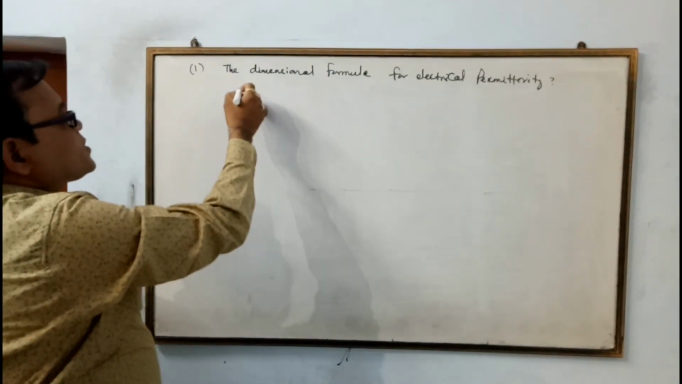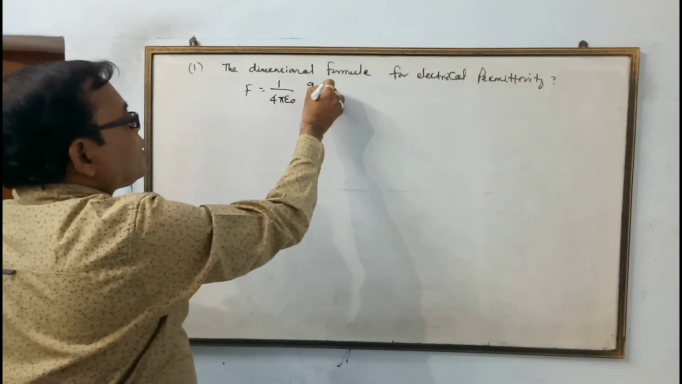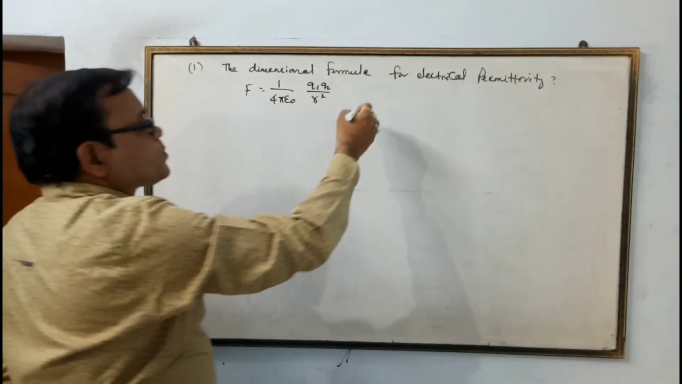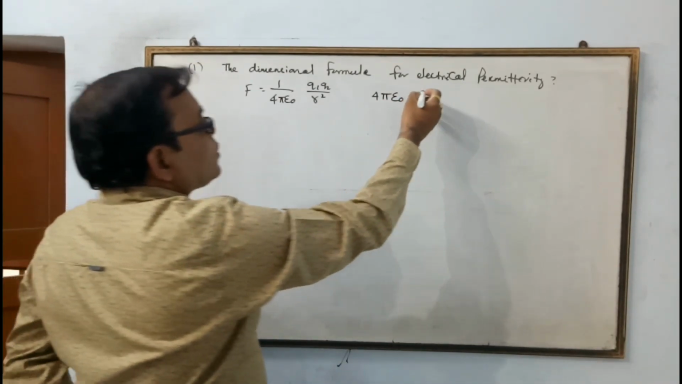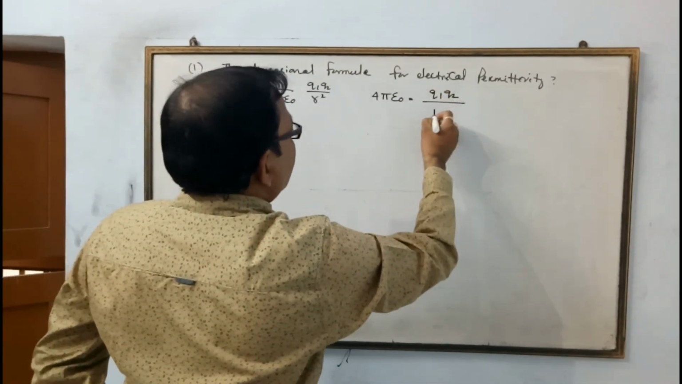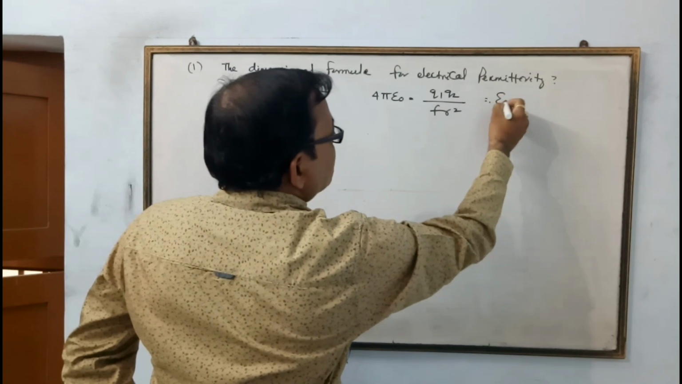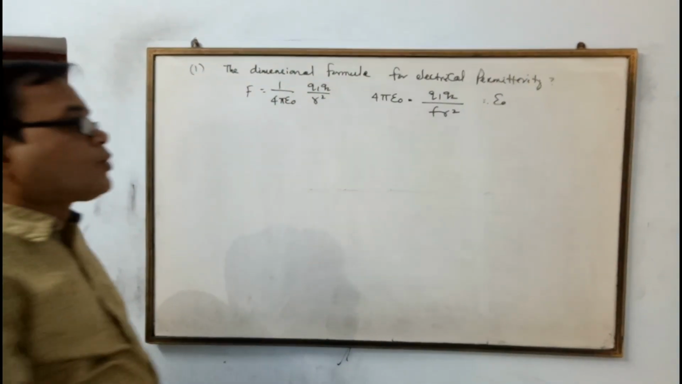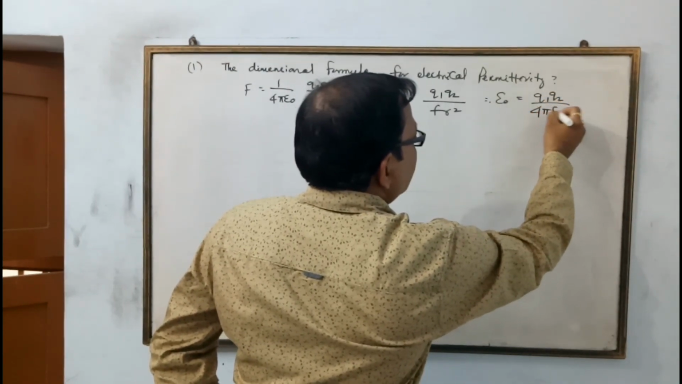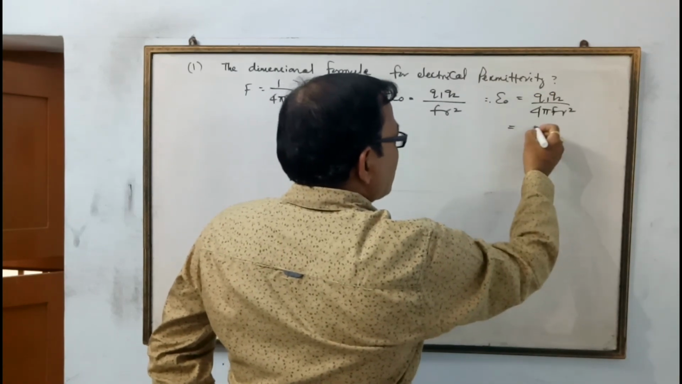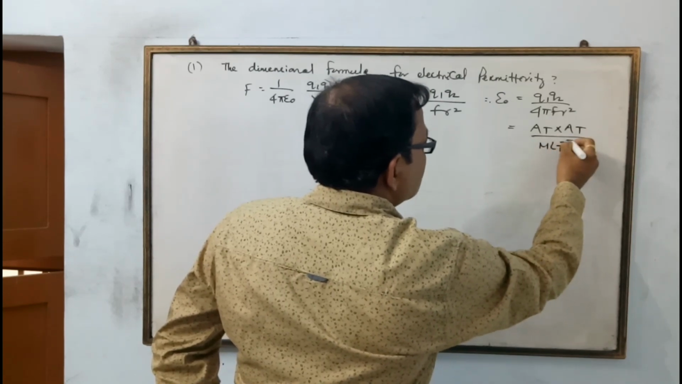We know that F is equal to 1 by 4 pi epsilon naught Q1 Q2 upon R square. Then using this formula, we can get 4 pi epsilon 0 is equal to Q1 Q2 by F R square. Therefore, epsilon 0 is equal to Q1 Q2 by 4 pi F R square.